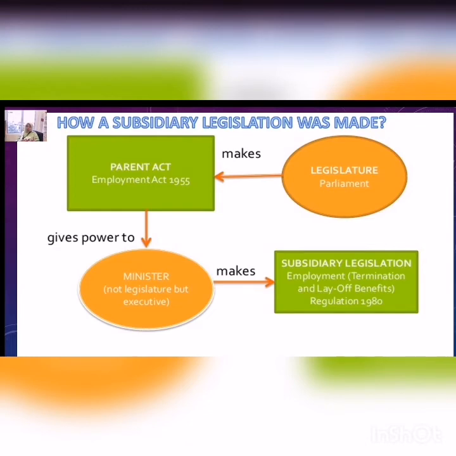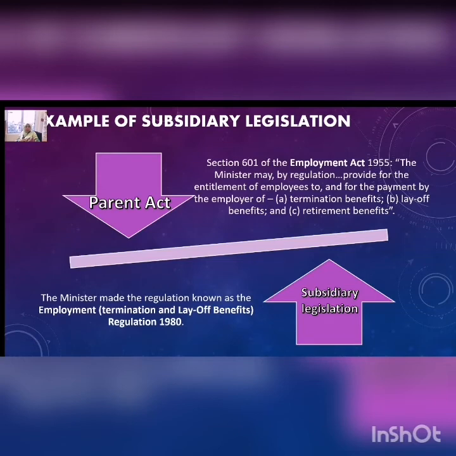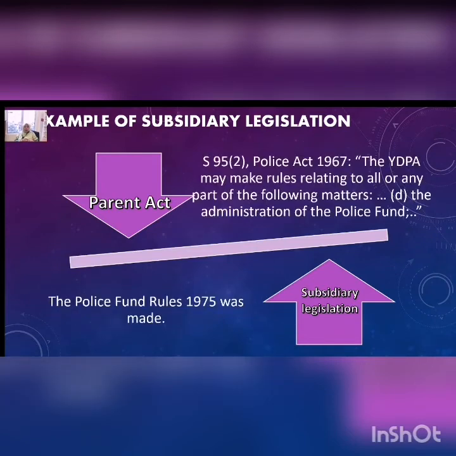So in how a subsidiary legislation is made, first the parliament makes an act, say an Employment Act. So the parent act gives power to the minister to make subsidiary legislation. So the Employment Act we see on the next part, okay? Section 60I of the Employment Act says that the minister may regulate the benefits, the termination benefits. So that act only states that part. It says that the minister boleh buat regulation undang-undang berkaitan termination benefit, retirement benefit. So how much is the cost? What are the periods? What can you do? You can refer to the Employment Termination and Layoff Benefits Regulations. See, the last word is regulation. You compare with the first part, Employment Act. So that is the way we know which one is the act, which one is the subsidiary legislation.